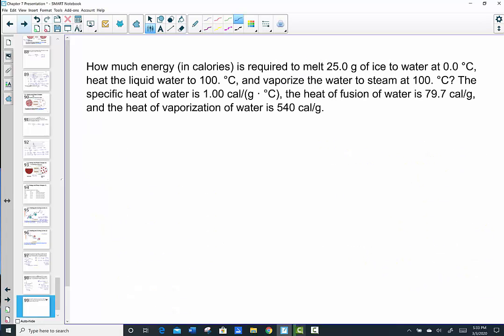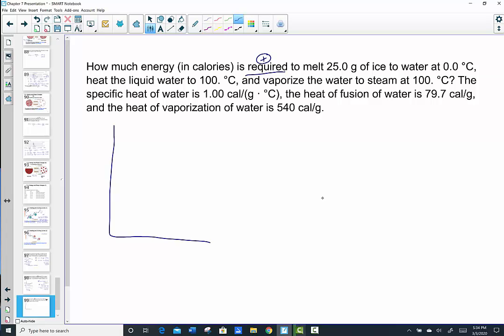I'm going to try one more. This one I pulled from your homework, so this one we might as well do together as well. I like to do a graph so I can see how many line segments are involved. We're going to melt 25 grams of ice. So, all right, heat is being required. I know it's endothermic, so it's going to be a positive slope.